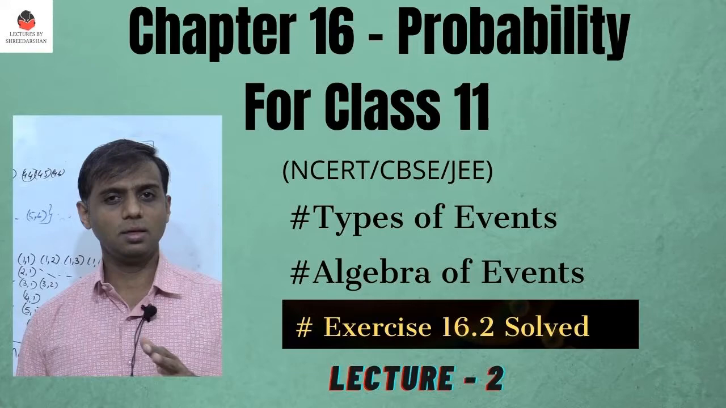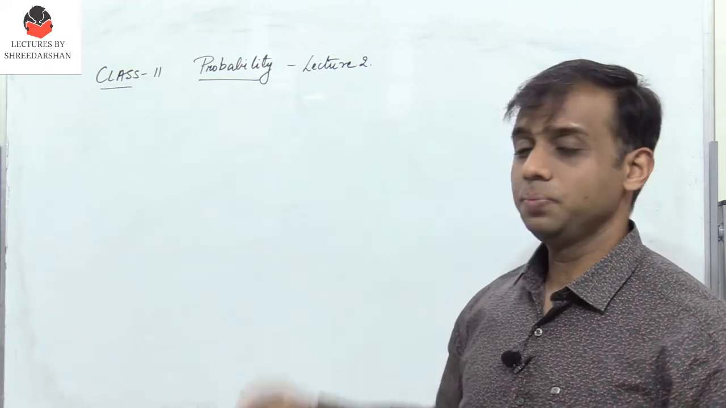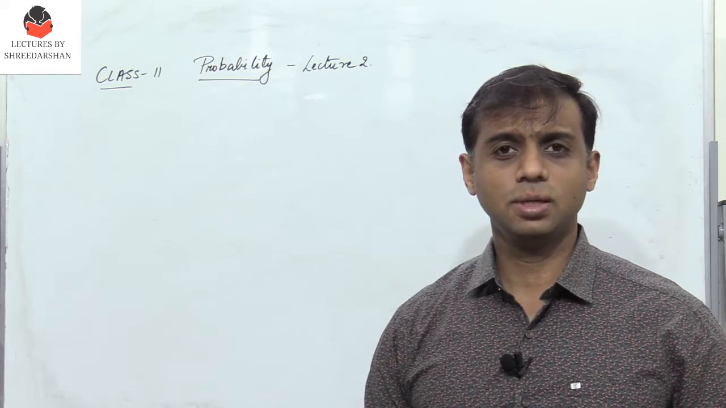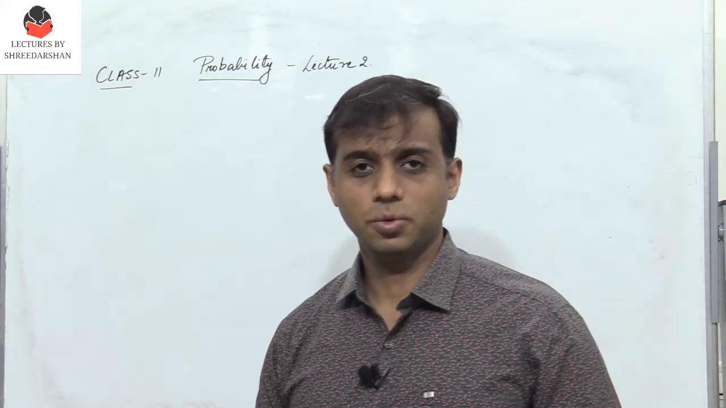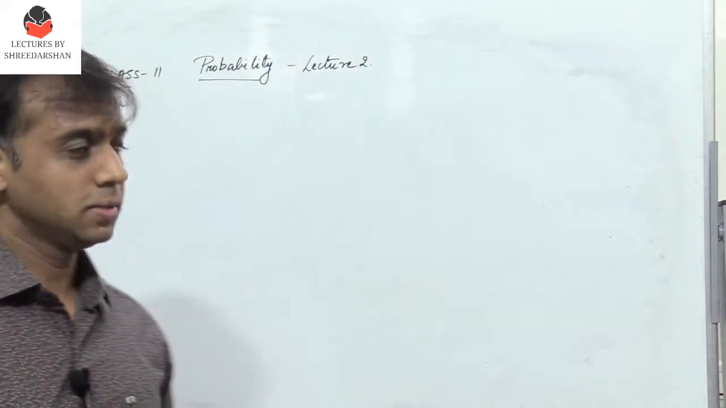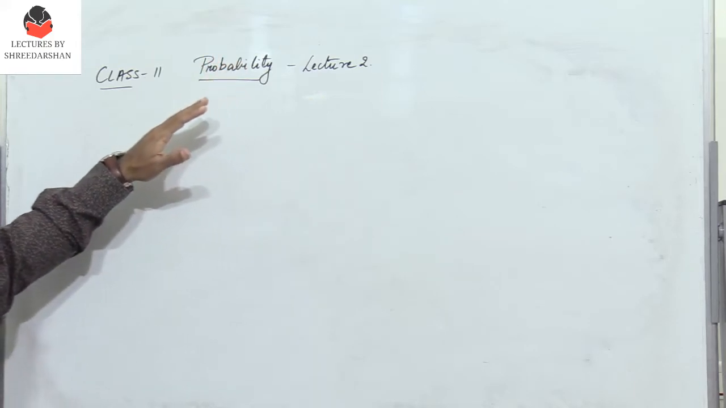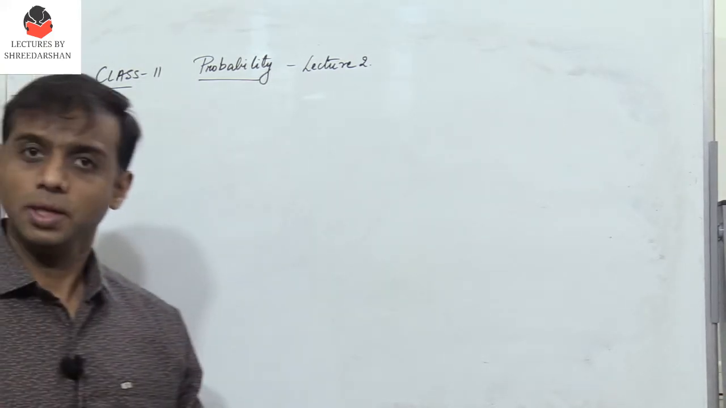Hello students and friends. So today we shall continue with the topic probability. In the previous lecture we have gone through the first exercise 16.1 and all the related theory which was required to solve the problem of the first exercise, and here we shall begin with the second lecture wherein we start with defining what an event is and the occurrence of an event, types of events, etc.